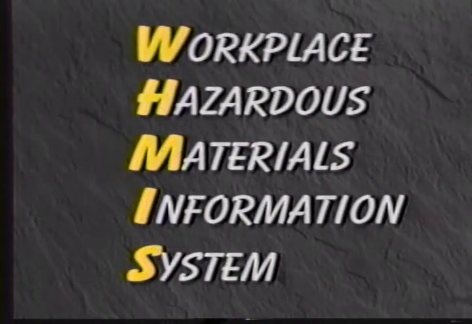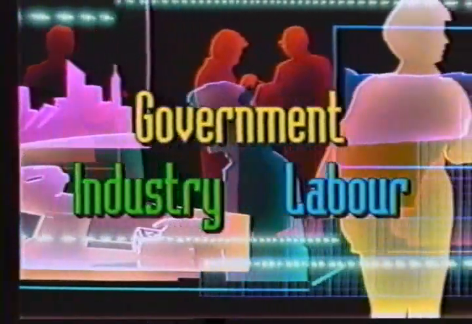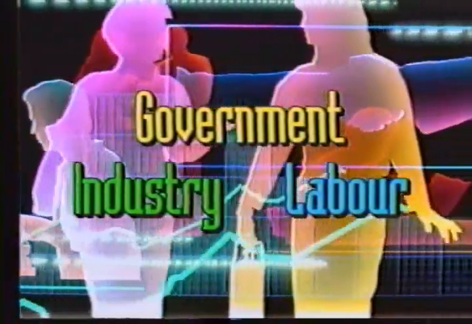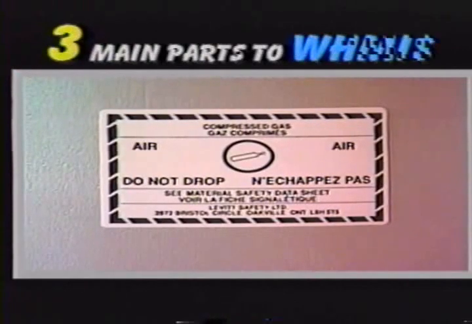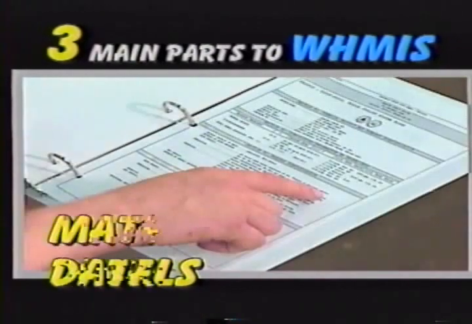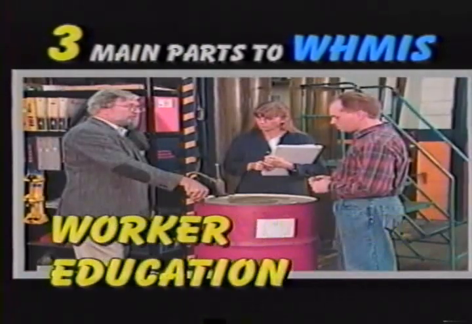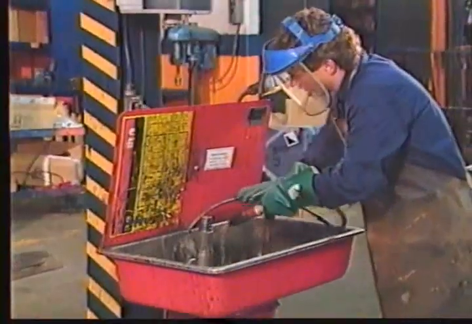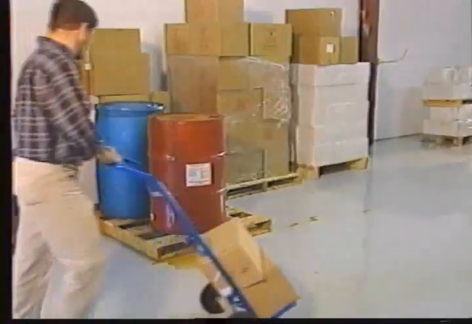WHMIS stands for Workplace Hazardous Materials Information System. WHMIS was developed jointly by government, industry, and labor to protect workers who handle hazardous materials. There are three main parts to WHMIS: labels, material safety data sheets, and worker education. Its purpose is to put information about hazardous materials into the hands of the workers.